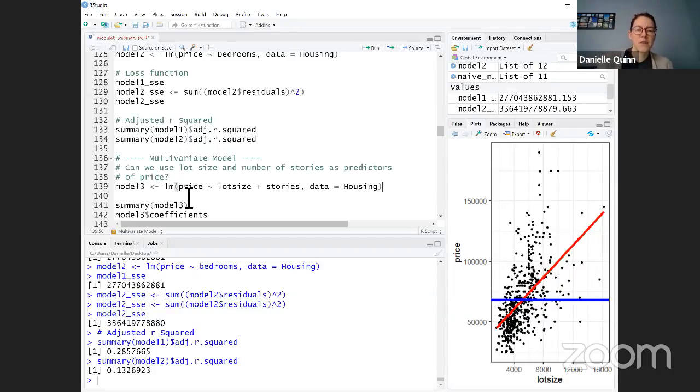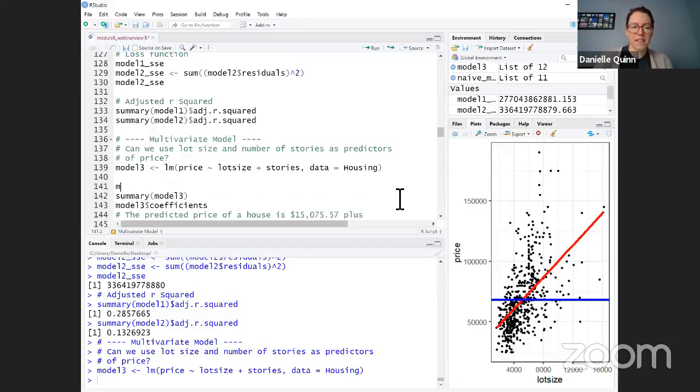So as you can see, the only thing that changes here is the formula that we're using. So instead of price being predicted using lot size, we're going to use lot size and stories. So we use the plus to say that we want to use both of these predictors together. So this is not adding lot size plus stories, right? So if your lot size is 1,000 and you have a 2-story house, this is not saying that that value is 1,000 plus 2. It's saying that the predictor variables are both going to be considered independently.